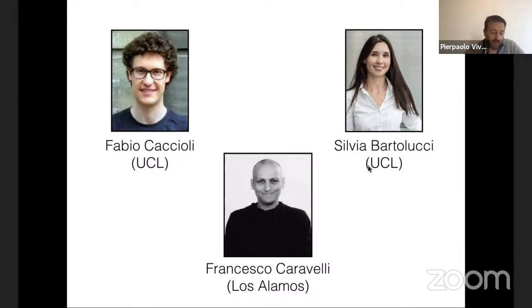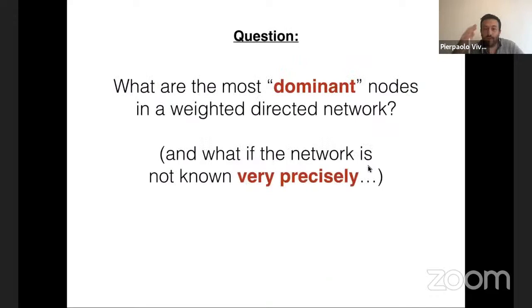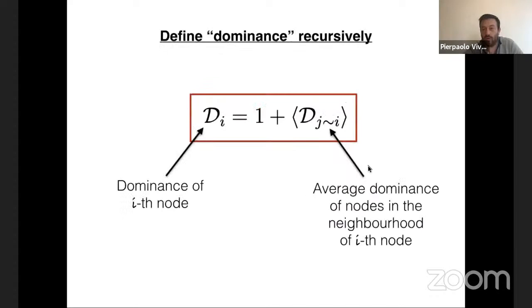So the overarching theme of our works has to do with the concept of dominance. In particular, we will address this question: what are the most dominant nodes in a weighted and directed network? And can we compute this dominance concept if the network itself is not known very precisely? This clearly requires a definition of the concept of dominance, which can be defined recursively on a given network. And I will then give you three examples of three nice incarnations of this concept.